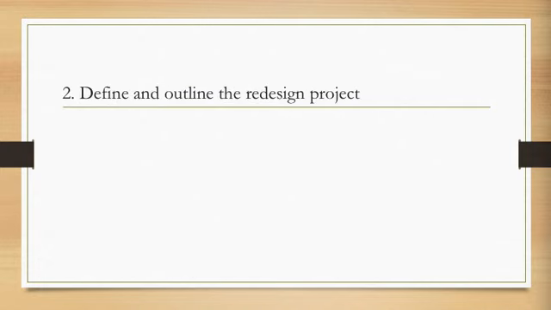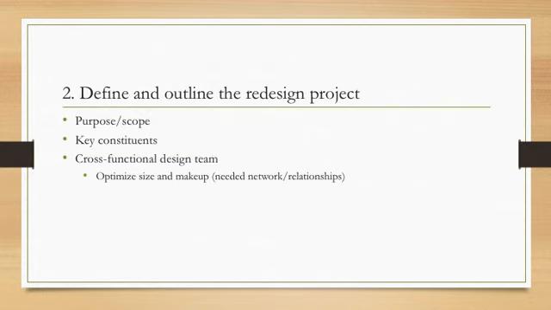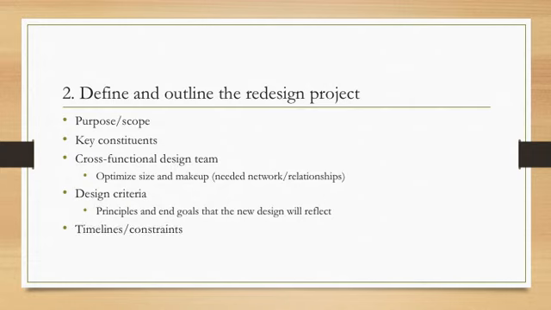Once the college knows opportunities for redesign, it is time to break them down into individual and manageable redesign projects. Each project benefits from having a strong purpose and scope, well-identified key constituents, an optimal cross-functional design team, strong design principles that are driven by end goals, a well-defined and detailed timeline with constraints, expected outcomes, and a plan for how success will be measured.